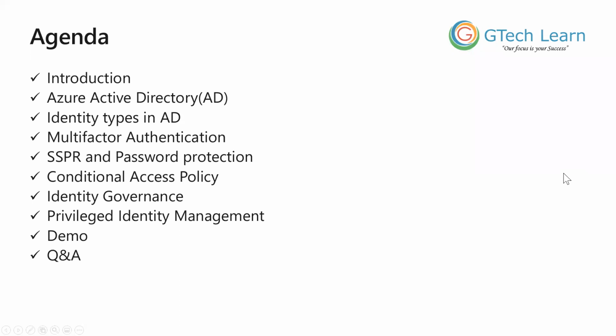So here is our agenda, what we have to study today. It will be an introduction, like what is security, what is identity, and what are the capabilities of Microsoft Identity and Access Management. After that, there will be Azure Active Directory, then identity types in Azure Active Directory, then multi-factor authentication, then SSPR and password protection, then conditional access policy, identity governance, then PIM, then some demos based on these topics we will discuss.